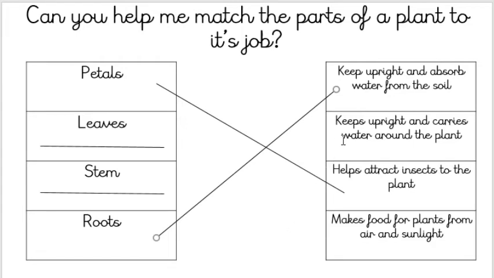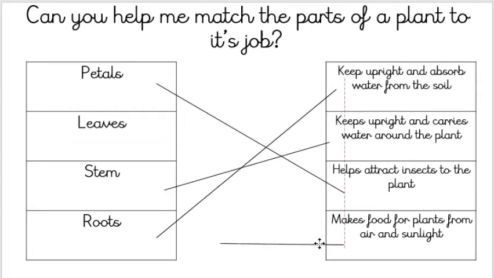So now we've got two left. And now this one helps keep upright and carries water around the plant. Do you think the leaves help keep the plant upright? No. What about the stem? Oh, that sounds better. Yes, it does help keep the plant upright, doesn't it? And the last one makes food for plants from air and sunlight. Now let's make sure what we've got left, the leaves. Do the leaves help make food from sunlight? Yes, they do. Well done. You've done it. Well done. Thank you for helping.